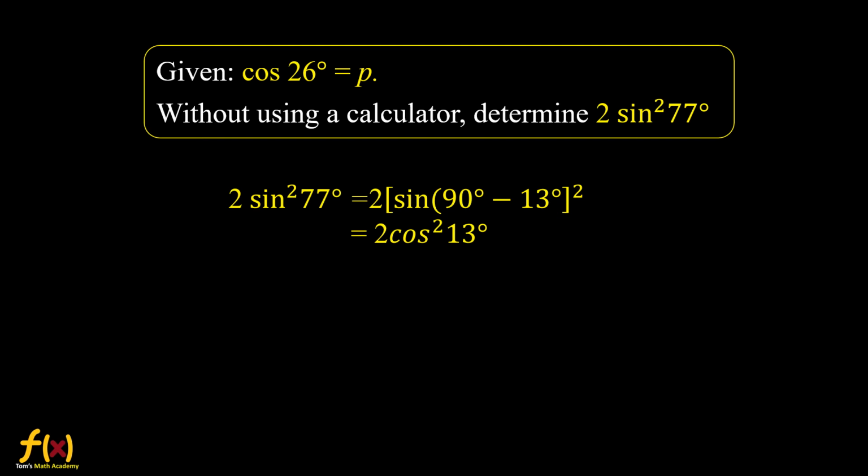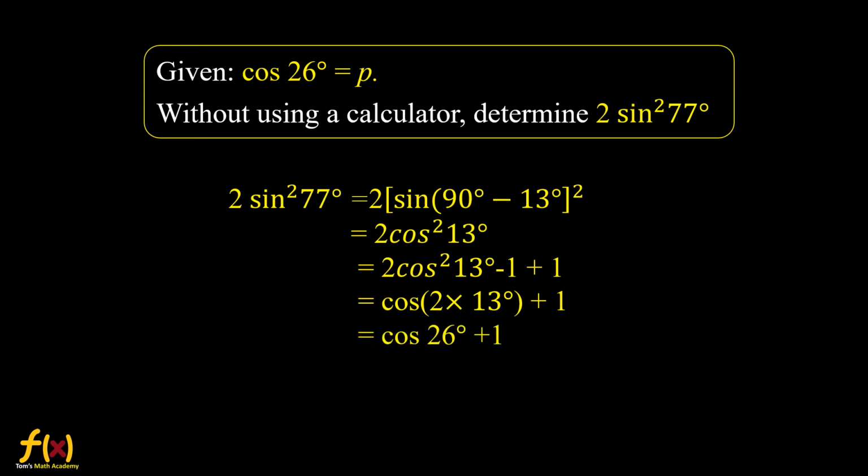But we don't have a double angle with only 2 cos square 13. We have 2 cos square alpha minus 1. So what do we do? We introduce a minus 1, and to cancel that, we add positive 1. Very tricky question. 2 cos square 13 minus 1, what is that? It is cos 2 alpha, that is cos 26. 2 times 13 is 26. We need 26 anyway, otherwise we cannot substitute P.